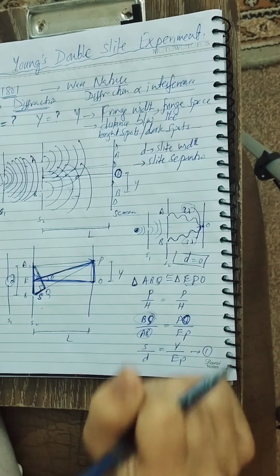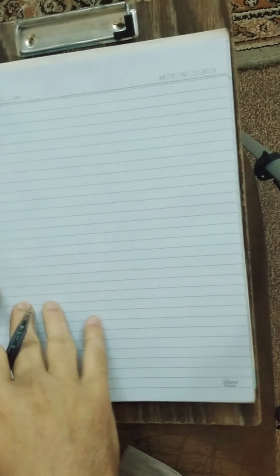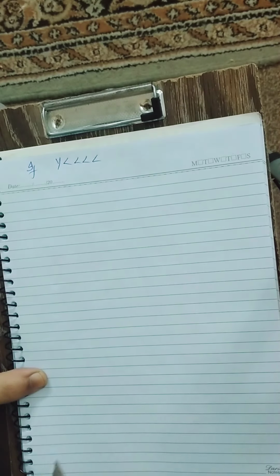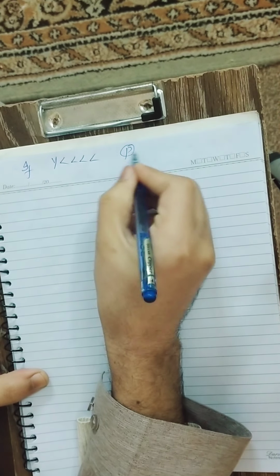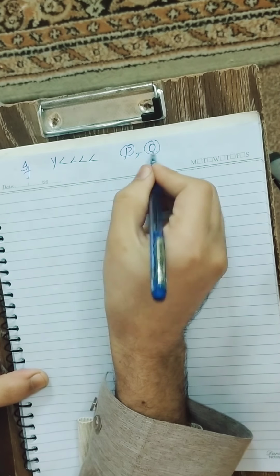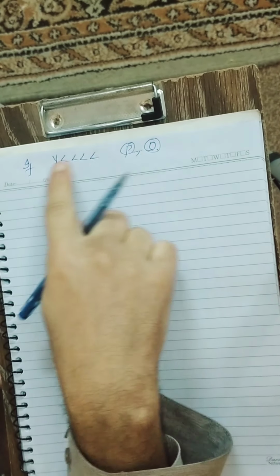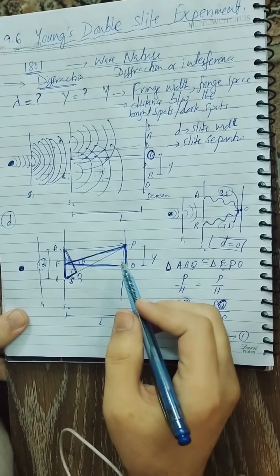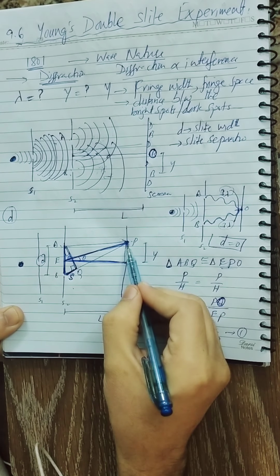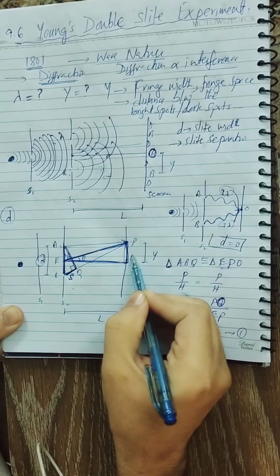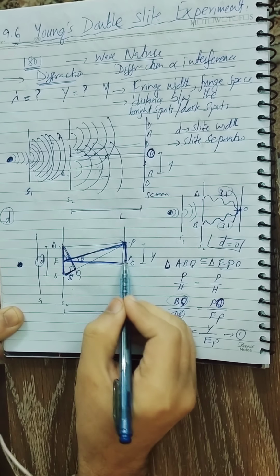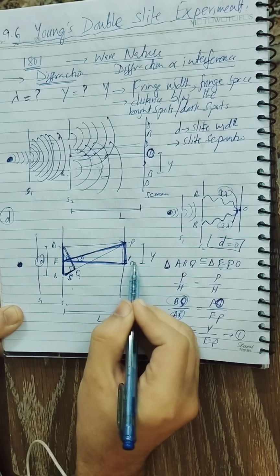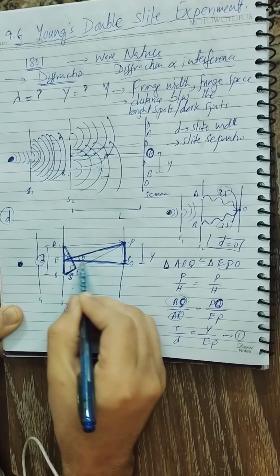Now look at here. If we consider Y to be very small, what does it mean? It means that point P and point O get closer. If they get closer, Y will be very small. So look at the diagram again. If I drag this point P downward, suppose this is point P, so point O and point P are very close to one another. If they are very close to one another, Y is very small. So this will be the EP.